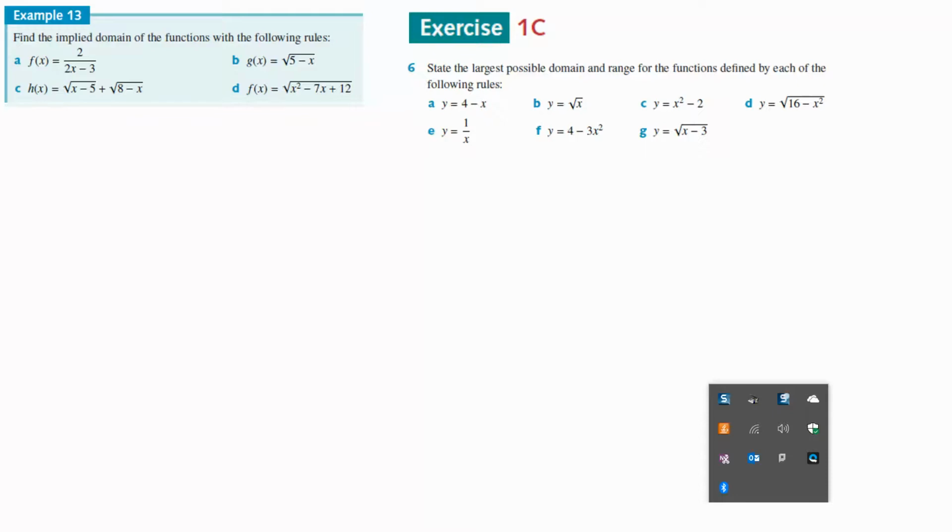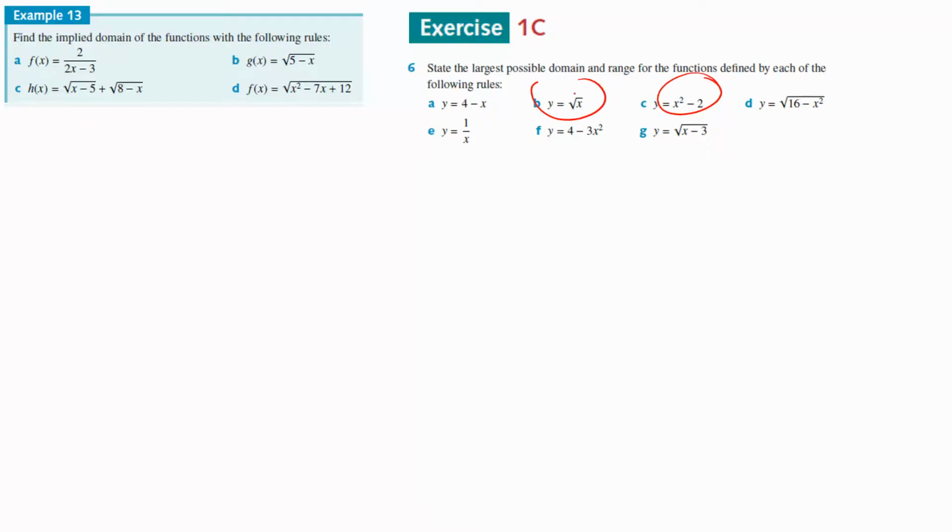you to do 1C. So it says state the largest possible domain and range for the functions defined by each of the following rules. Again, same thing. Sketch the graphs. You know, that's a quadratic, square root, semicircle, square root, quadratic again, and rectangular hyperbola. You can do that on your calculator or learn to do it by hand and analyze it. Yeah, and tell me the domain and range.